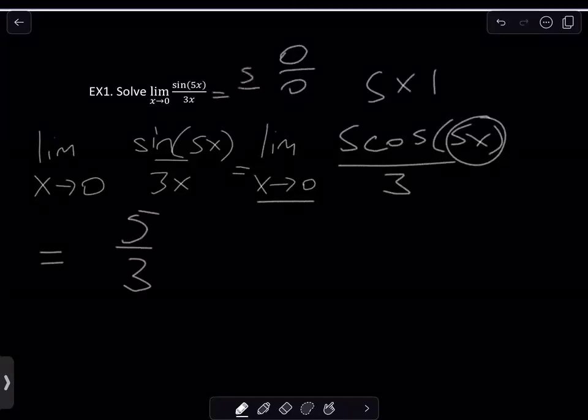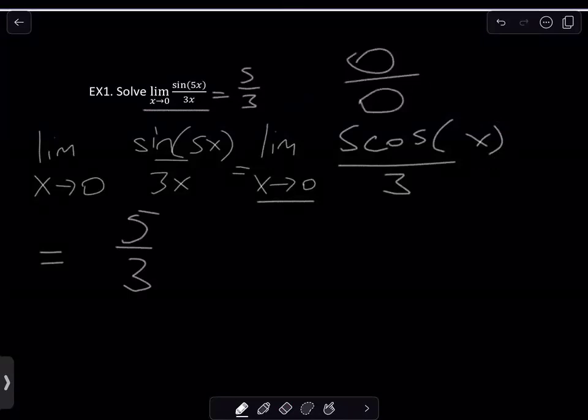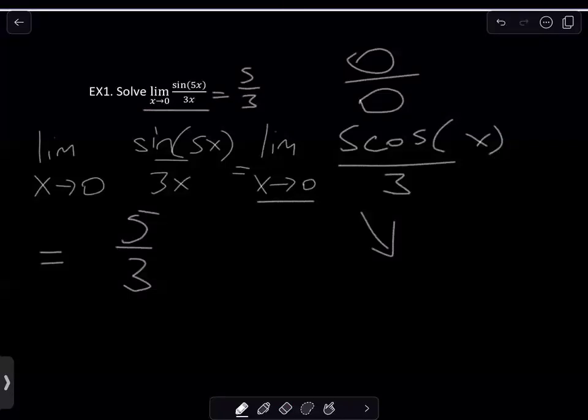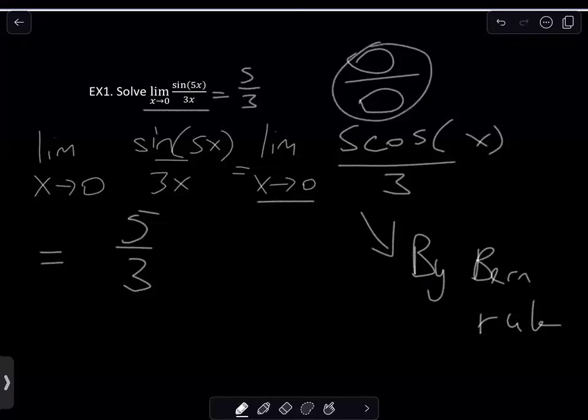So this one is equal to 5 over 3. Okay, so that's how simple Bernoulli's rule is. What I would advise you to do is show your direct substitution first and show that you do get an indeterminate form. And then once you're using Bernoulli's rule, just say at the end "by Bernoulli's rule", I'm going to write "Bern rule", just to show the examiner or the person who's checking your work that, hey, I'm using Bernoulli's rule because I got an indeterminate form. So that's one way to solve this, and that's the way I advise you to solve this.